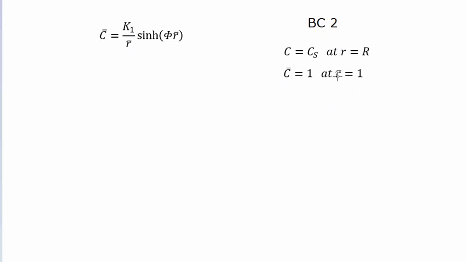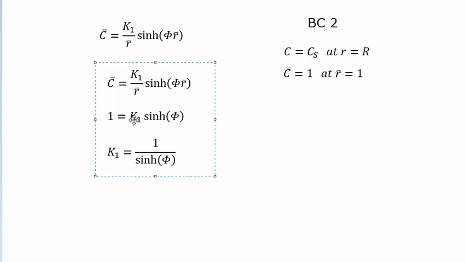Okay, so how do we find the other constant k1? Well, we know our boundary condition is going to be at the edge of the system. So when we're at the edge of our control volume, we're going to have some concentration. And if we look at the dimensionless variables that we made, that's going to be 1 for r bar and 1 for c bar. Subbing that in, put in a 1 here, put in a 1 here, and we'll find that k sub 1 is just going to be 1 over the hyperbolic sine of our Thiele modulus.